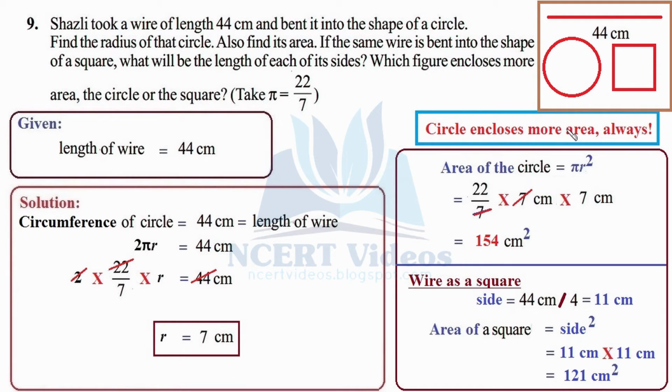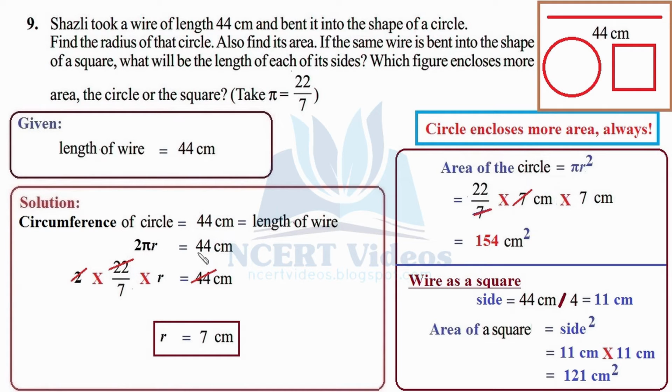The same thing we will find in calculation as well. So the given part is: length of wire 44 centimeter, and we have to consider pi as 22/7. Solution is, first of all, she turned it into a circle. We have to find the radius. So the circumference of the circle is 44 centimeter because the length of this line didn't change. That is the length of the wire. Circumference is 2 pi r, 44 centimeter.